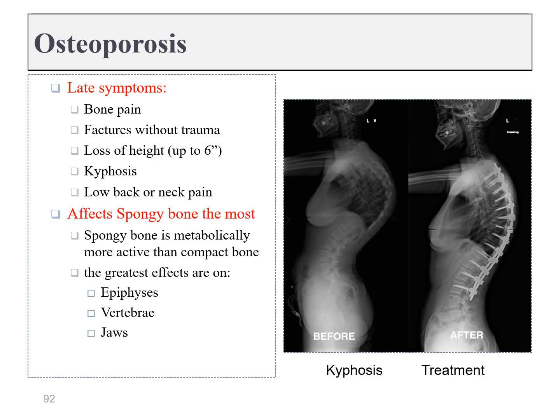Some of the late symptoms of osteoporosis can include pain and abnormal fractures. A hip fracture is a very rare fracture for somebody to suffer in the absence of any sort of major trauma, like a car accident or skiing accident. People can lose height because the vertebrae become compressed, and changes to the vertebrae can also lead to a hunched back or kyphosis. And again, these symptoms all come from the fact that bones that have a lot of spongy bone are the ones that are affected the most.